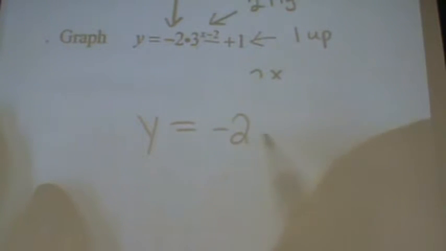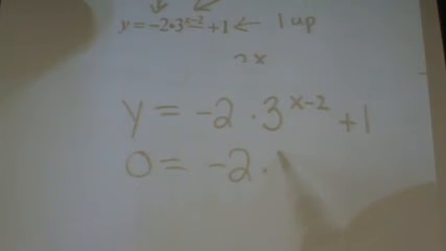Okay, now today, if I asked you to take one of these two problems, we looked at where it hits the y-axis. If I asked you, where does this thing hit the x-axis? So you have y equals -2 times 3 to the x minus 2 plus 1. To find out where it hits the x-axis, what would you do with this y? You're going to put a 0 in for y, and solve for x.